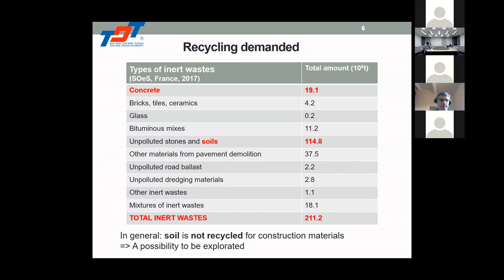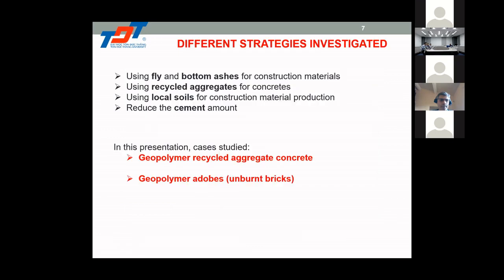Another demand is the recycling demand. For example, for the total inert waste, the concrete waste is about 10% of the total inert waste, but the soil is also about 50% of the inert waste. And we will try to recycle the concrete, but in general, the soil is not recycled for construction material, and this is a possibility to be explored. So Professor Jean-Claude Morin has presented some approaches on that way.